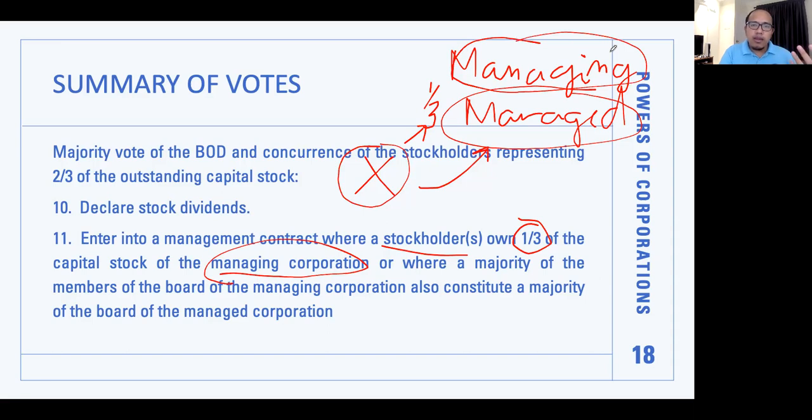Ganun din ang magiging vote required if majority of the members ng managing corporation ay majority members din ng board of directors ng managed corporation. Ibig sabihin may interlocking directors. If majority of the members of the board of directors of the managing corporation is also the majority members of the board of directors of the managed corporation, the required vote to approve the management contract is majority vote of the board of directors and 2/3 vote of the outstanding capital stock or the members.